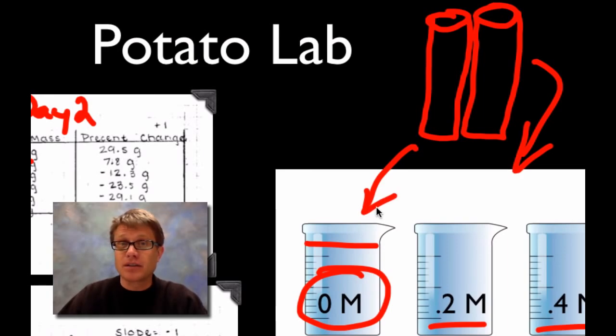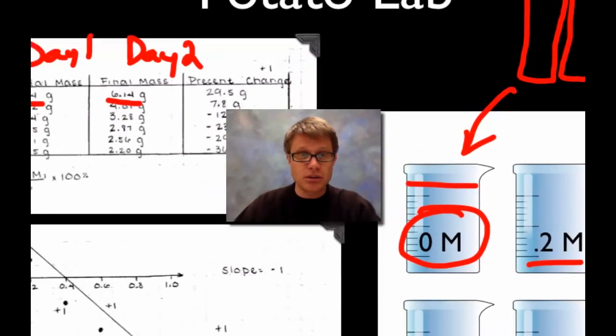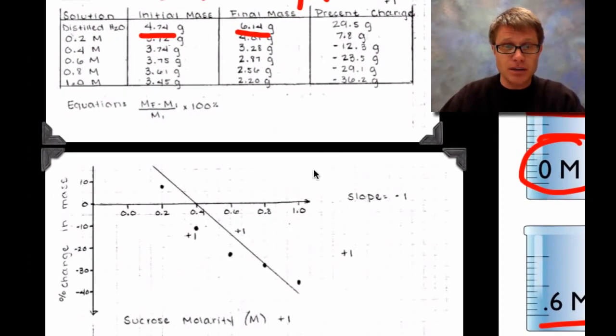Why are they gaining mass? It's due to osmosis. In other words, water is flowing into the potatoes because it's moving from an area of high water concentration outside the potato to low water concentration on the inside, or from hypotonic to hypertonic. If we look at the 0.2, it's also increasing in mass. If we graph this out, but as we look at the 0.4, 0.6, 0.8, and 1.0, we find that it's actually losing mass. In other words, it's shriveling up.